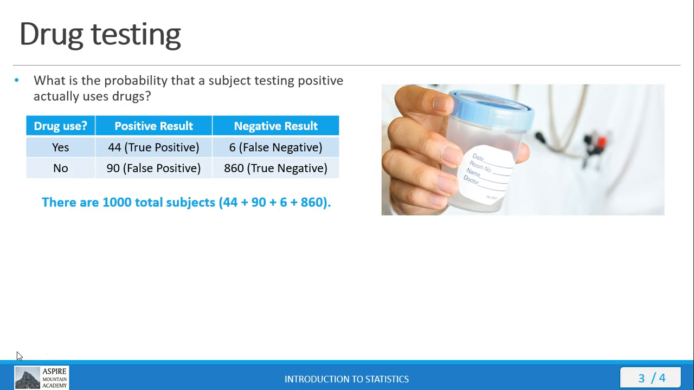First, we look for our sample space. There are 1,000 total subjects. If we add up all the numbers in the table, we get 1,000. So that's our sample space. That's going to be the whole for calculating each of our individual probabilities.